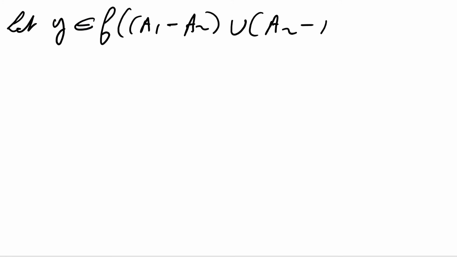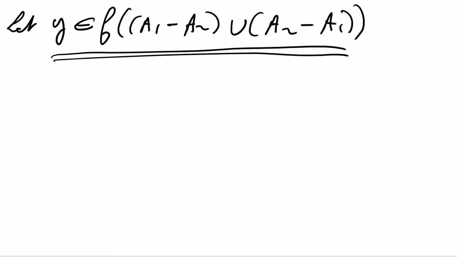Let y be in f of (A1 minus A2) union (A2 minus A1). If y is in this set, so first we pick y in this set. I'm going to give you one definition here that I should give you initially before we even start.